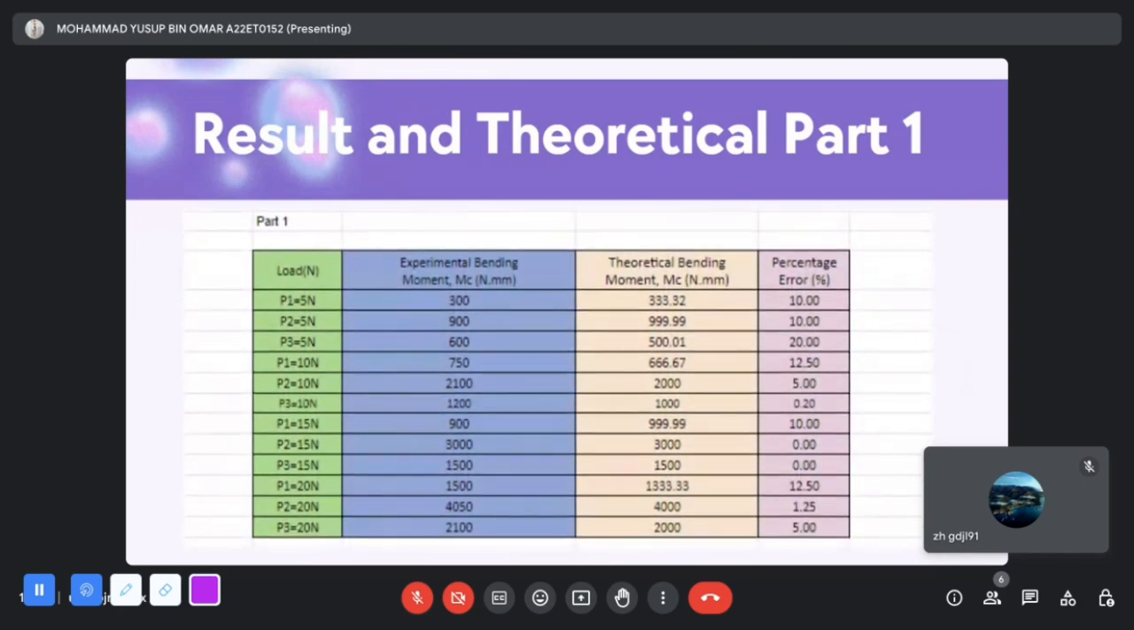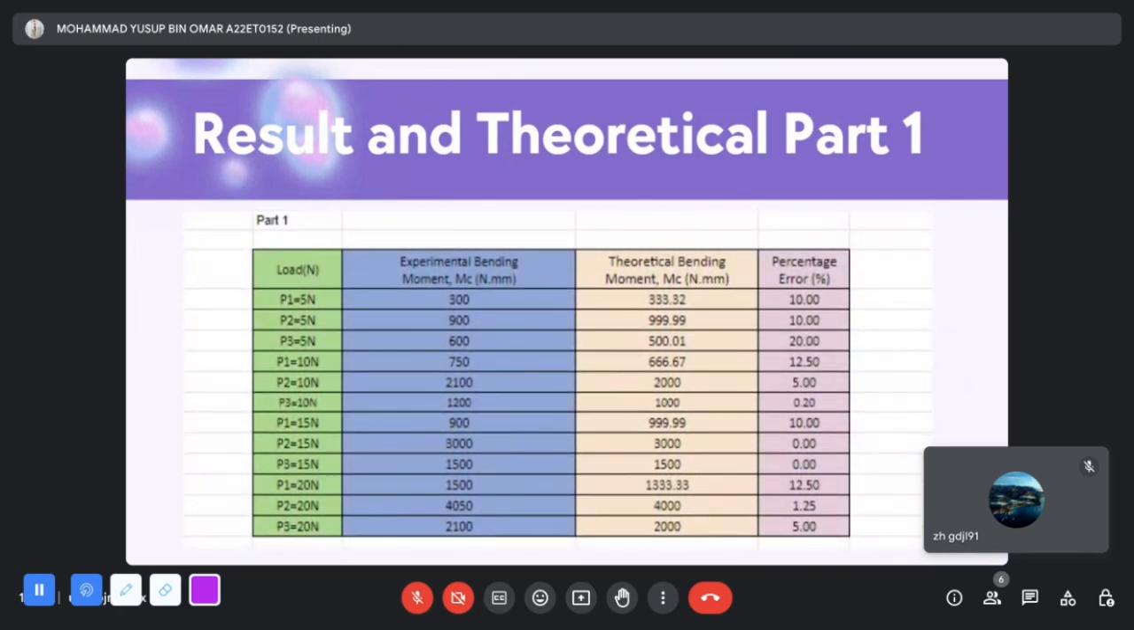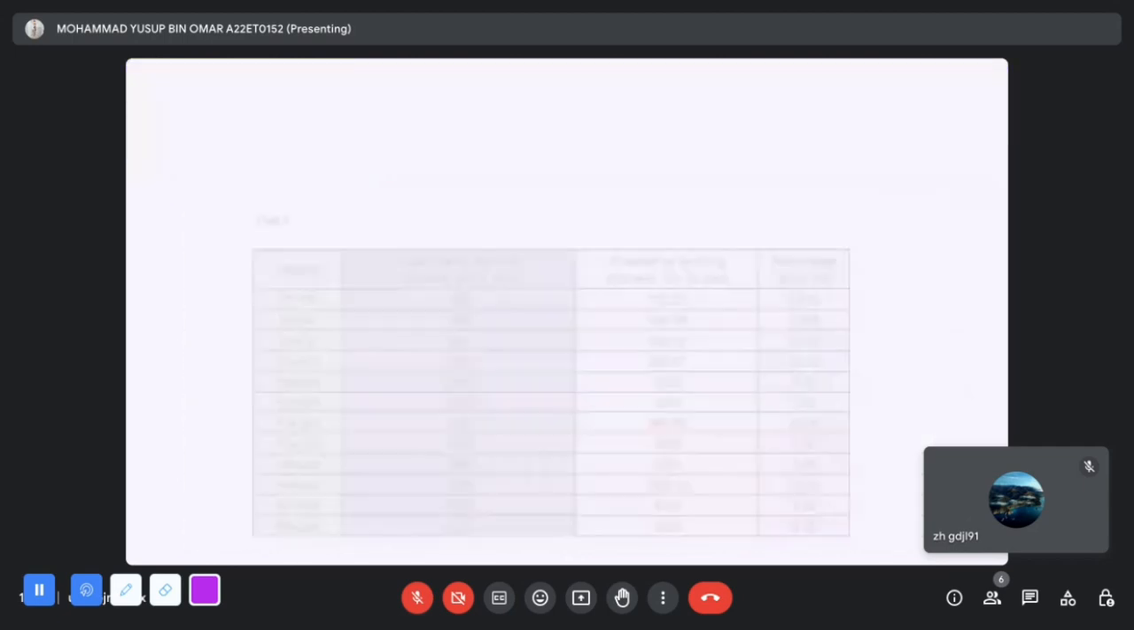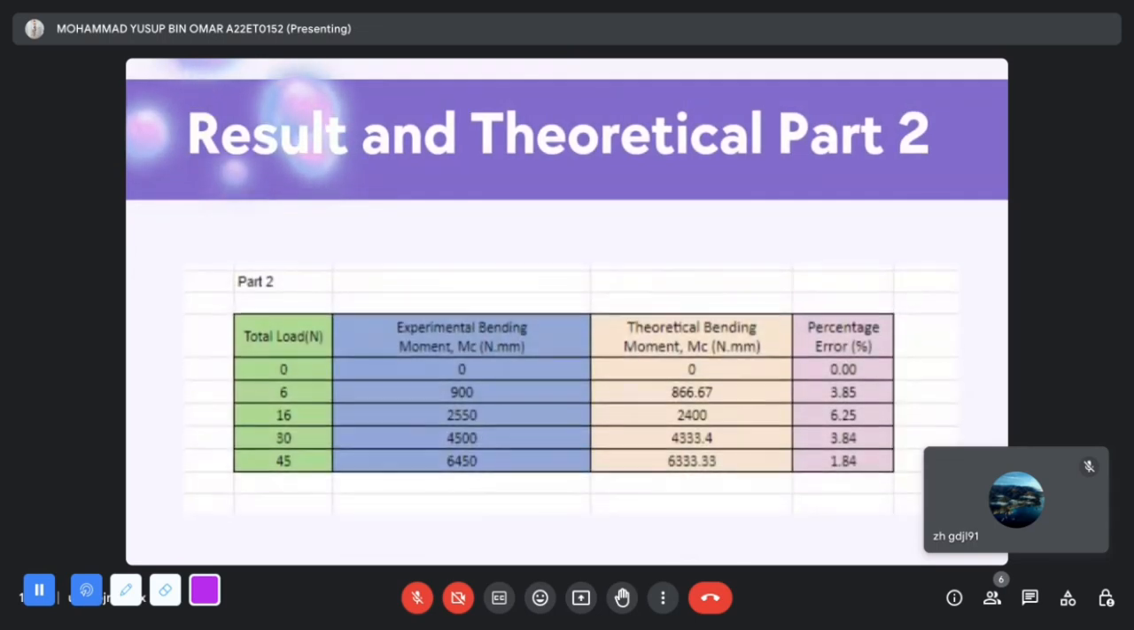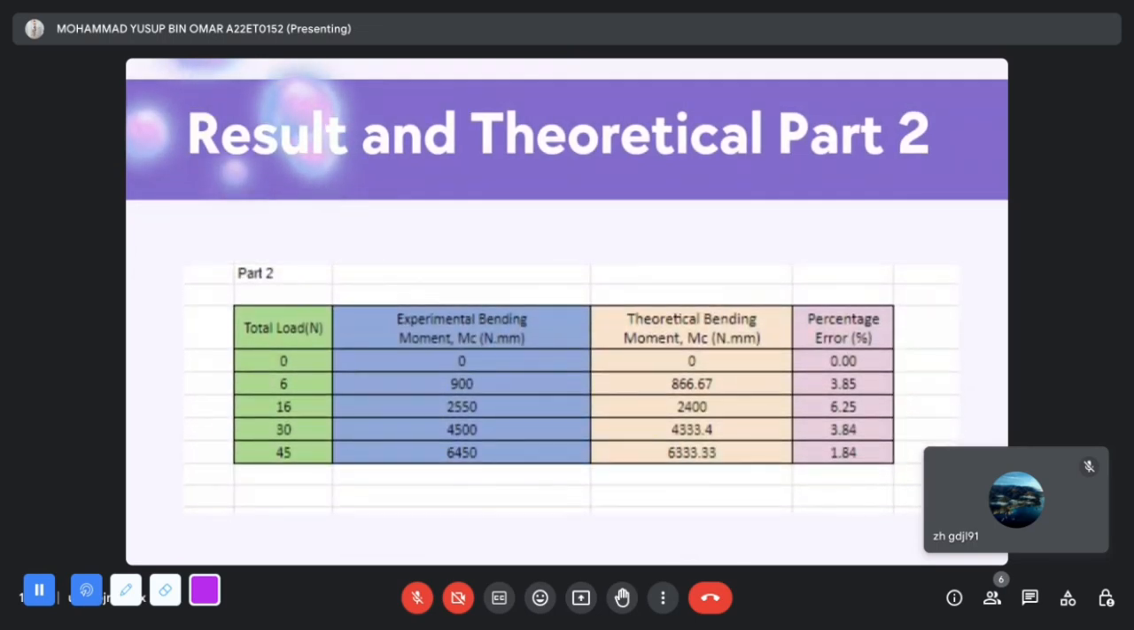So this is the result and the theoretical calculation that we get after the experiment. As you can see, we have the experimental bending moment, the theoretical bending moment, and the percentage error. And this is part 2. We use a different load but a constant distance between the hangers.